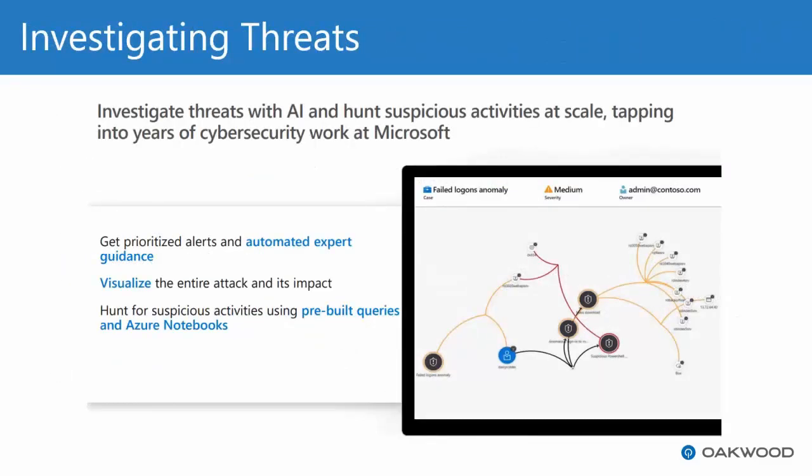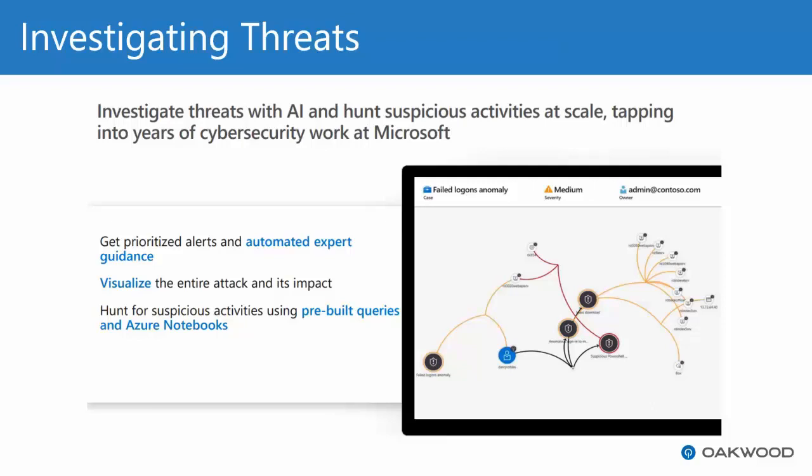Investigation of threats is also a big one. This is another pane that you can take a look at, and this gives you a visual representation of how a threat might come in. So when a threat is analyzed, and in this case, it'd be failed logins from multiple locations, it's going to show you what's happening, what they're accessing, and how they're accessing it.